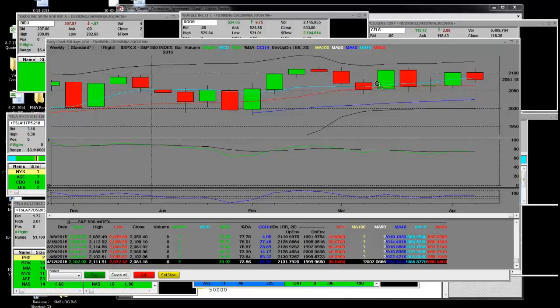Good afternoon, MMTs. What I have before us today is what we call the S&P 500. Yes, it is what you see, a weekly chart. This is a weekly chart of the S&P. So it's very important to understand that the 10-week moving average, which is this aqua blue line, is at 2085.